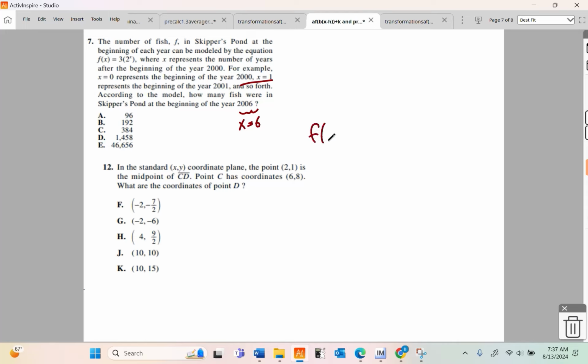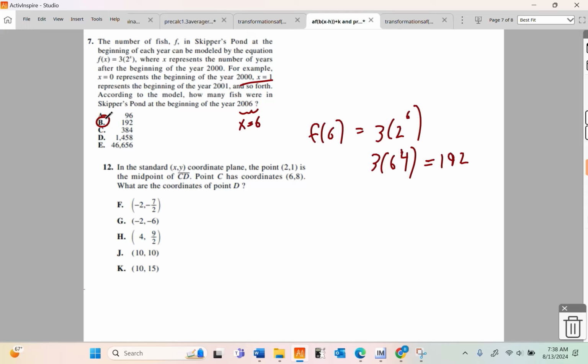So f of 6 years, I'm just letting this x be 6, is 3 times 2 to the 6th. 2 to the 6th ought to be 64. That's 3 times 64. Double check that. Yeah, I'm good with that. And 3 times 64 is going to be 192. He has 192 little fishies. Choice B.